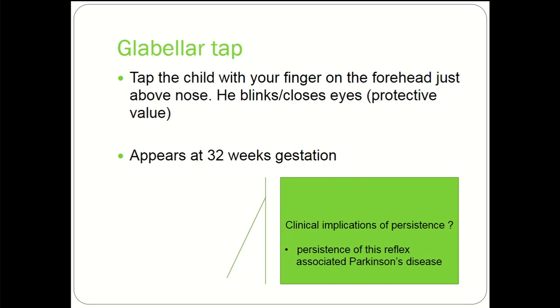We have the glabellar tap reflex. In this, tap the child with your finger on the forehead just above the nose. In response to that, he blinks or closes the eyes, which has a protective value. It appears at 32 weeks of gestational age. The clinical implication is that persistence after this period shows persistence of the reflex associated with Parkinson's disease.